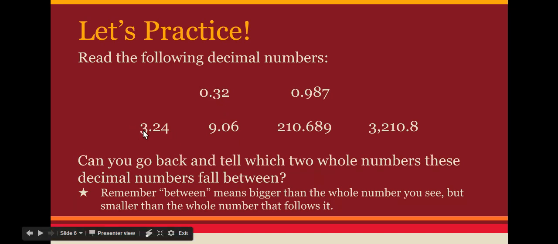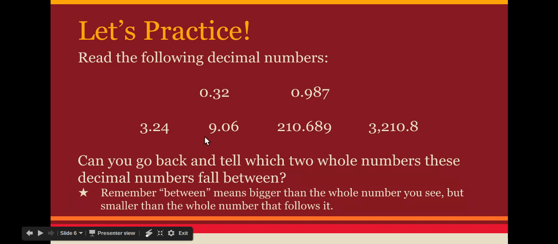On the bottom, however, we would take each of these numbers individually. The whole number that you see for the first decimal is 3. So it would be between 3 and the next number after 3 when you're counting, which is 4. This decimal, 3 and 24 hundredths, is between 3 and 4. How about 9 and 6 hundredths?